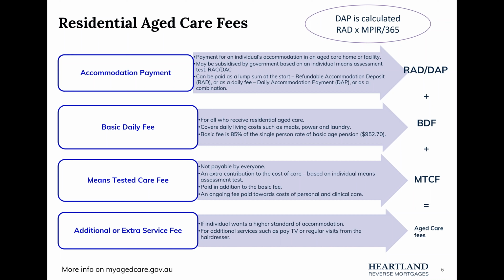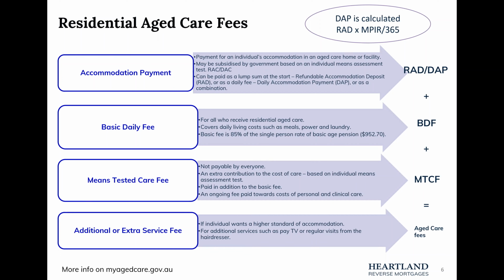But the general trend these days, as I was saying, is more people will pay the DAP rather than the refundable accommodation deposit, as they don't have the means to fund a large sum for the RAD. And another thing to note, obviously, the refundable accommodation deposit is refundable at the end of the term, but the daily accommodation payment is not. And you can also pay a combination of both. So sometimes someone might pay partially for the refundable accommodation deposit, and this can mean that they can have a deduction of the daily accommodation payment as they've made that RAD partial payment.